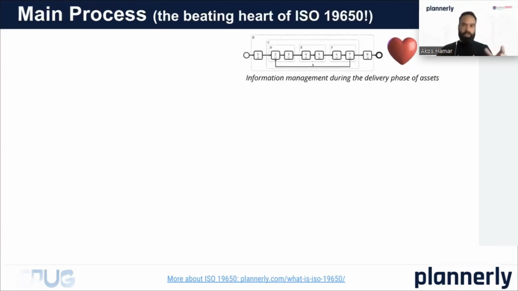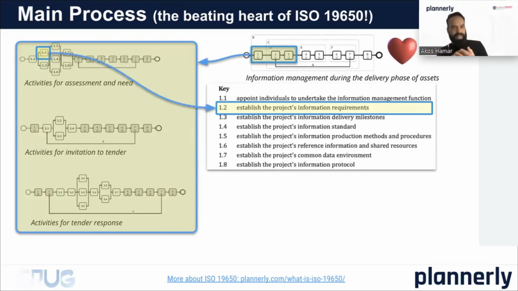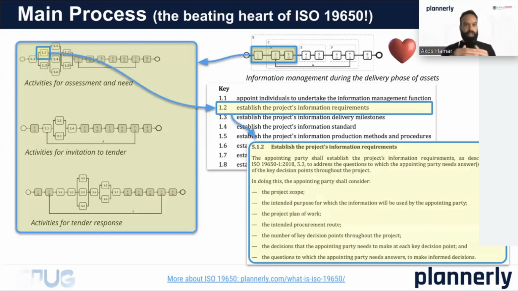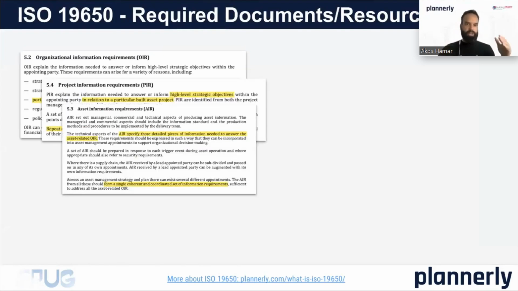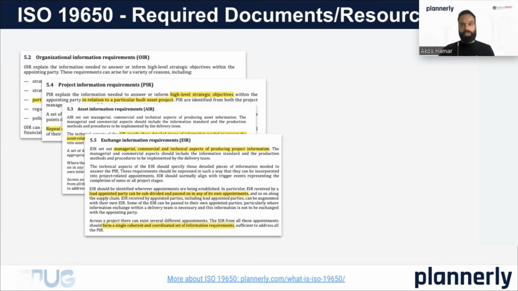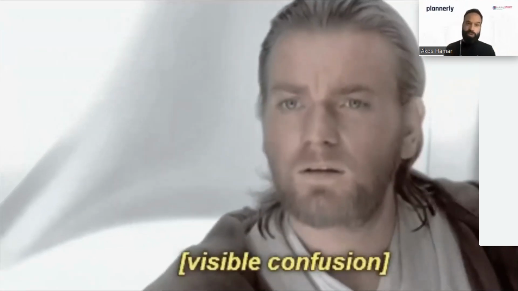So this is the heart. I mentioned backbone, heart, pretty much the same thing. You cannot live without it. So if you start unfolding it, each and every process step is just opening up into more process steps, sub steps. Then for each and every sub step, we have a documentation. For each and every documentation, we can unfold it, and there is an entire paragraph talking about the needs and introducing new terms as well, like the organizational information requirement, project information requirement, asset information requirement, exchange information requirement, and a lot more.